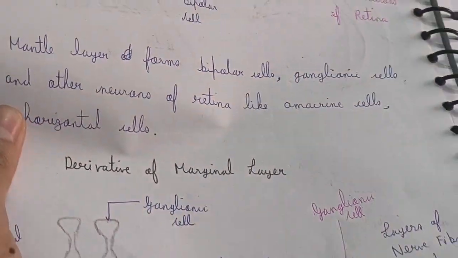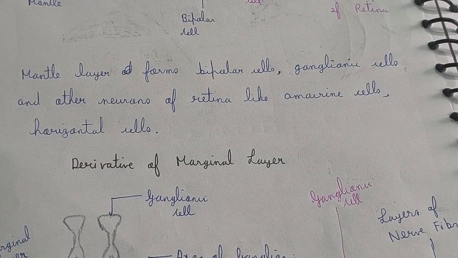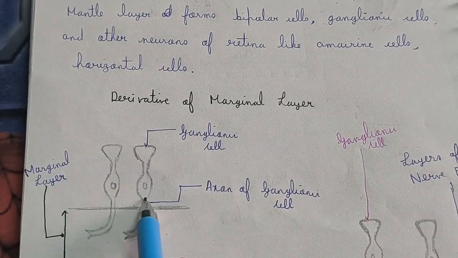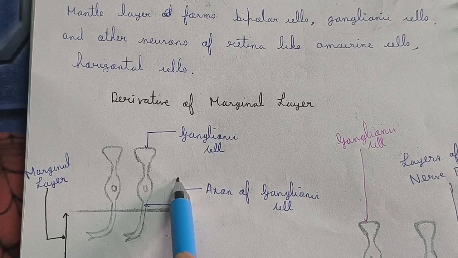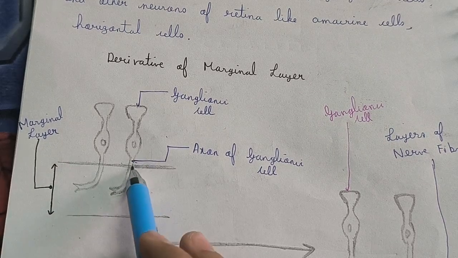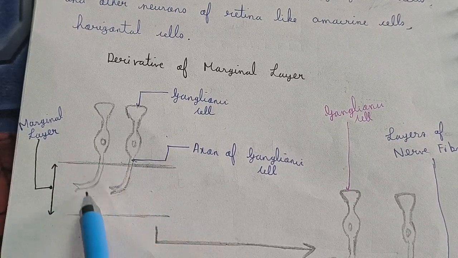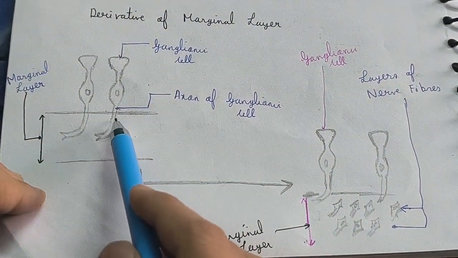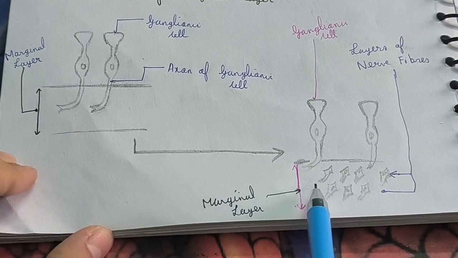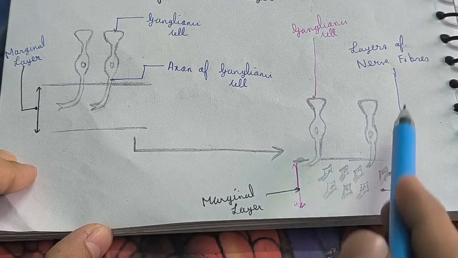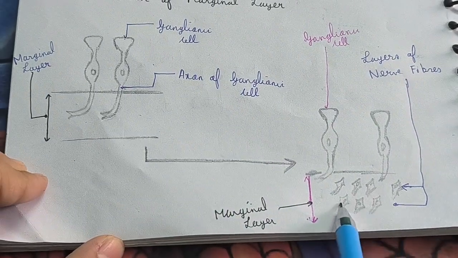Now I want to discuss the derivatives of the marginal layer. But before discussing them, you should understand that the ganglionic cell is present in the mantle layer, but each axon, as you can see here, extends into this marginal layer. Slowly you can notice that due to the extension of the axons of these ganglionic cells into the marginal layer, you get layers of nerve fibers in this marginal layer.